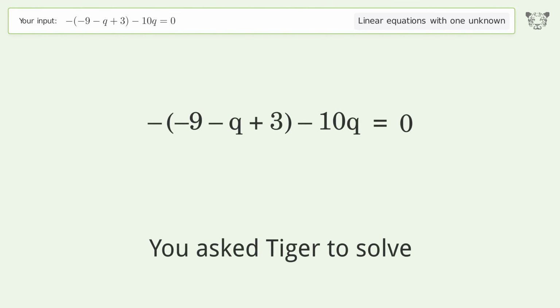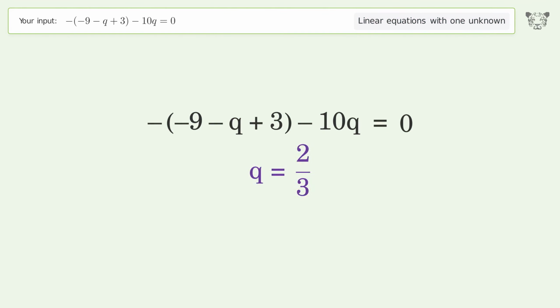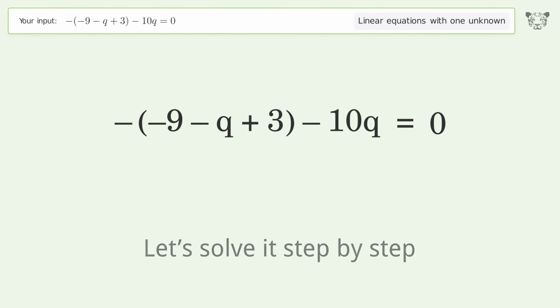You ask Tiger to solve this. This deals with linear equations with one unknown. The final result is q equals 2 over 3. Let's solve it step by step.